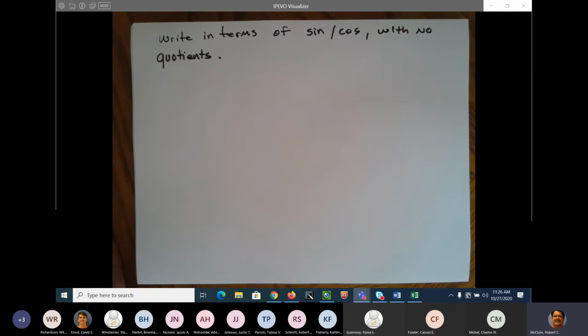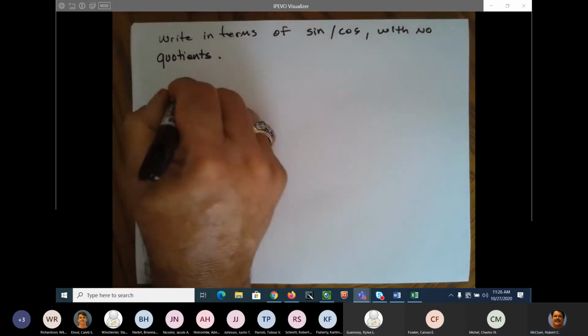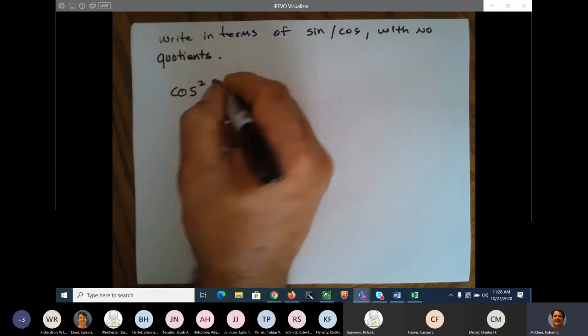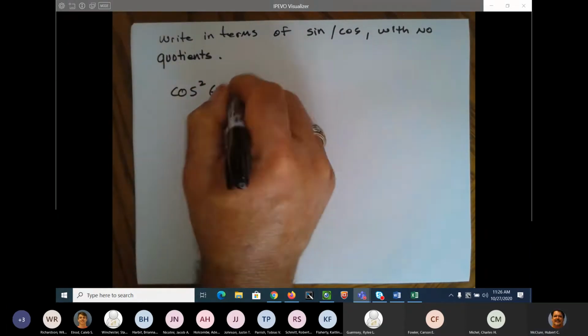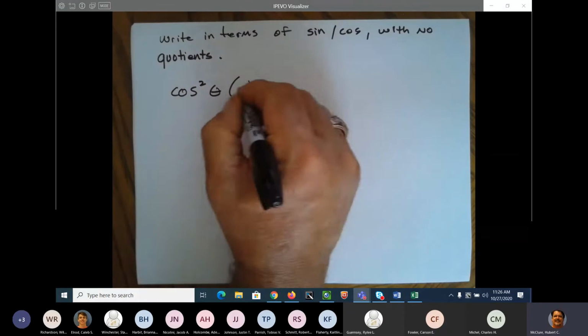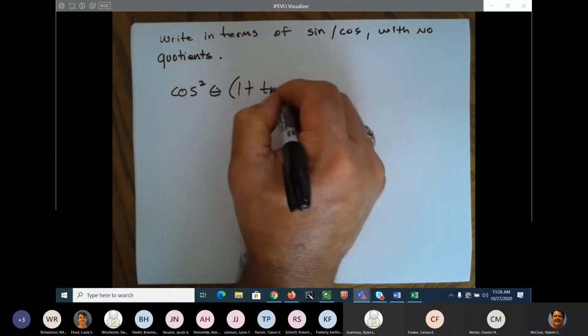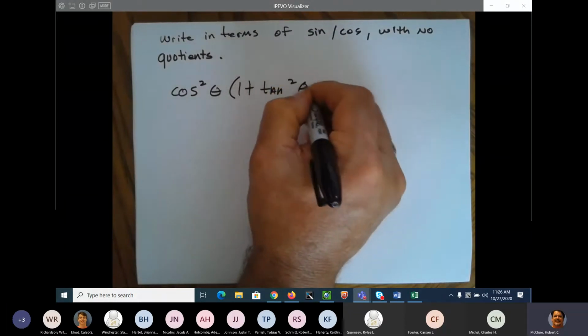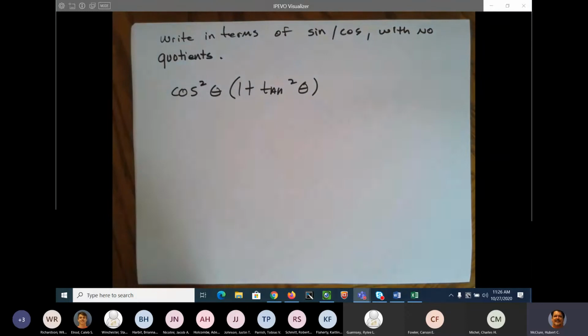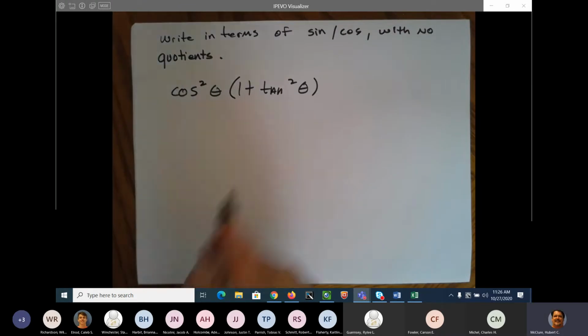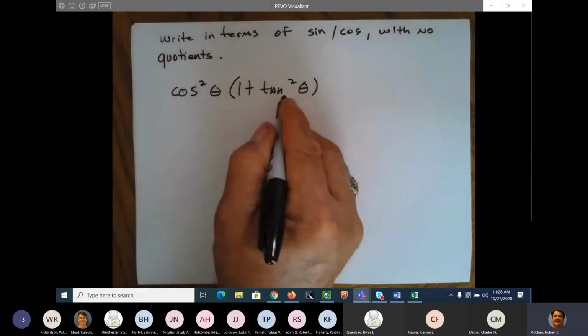Okay. And the question says cosine squared theta times 1 plus tangent squared theta. Now, the first rule of identities is to make everything in terms of sine and cosine. So I'm going to change that tangent into sine over cosine.